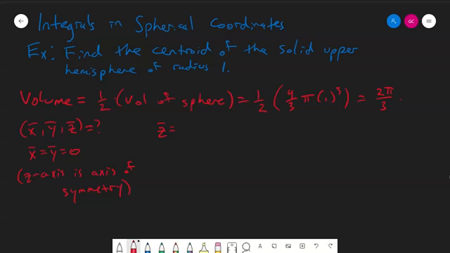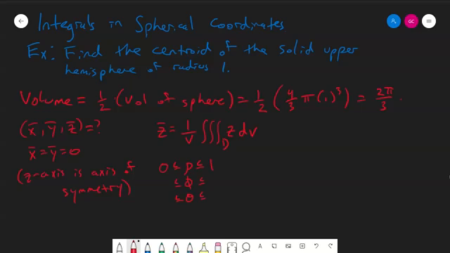And the general formula for z bar is 1 divided by the volume times the triple integral of z on that region. So I need to describe the region in terms of rho and phi and theta. For rho, since it's a solid upper hemisphere, it's not hollowed out in any way, then rho starts at 0, and it extends all the way to radius 1.